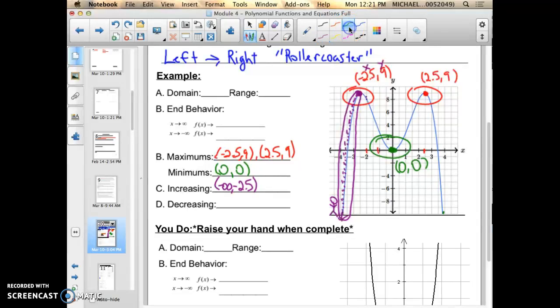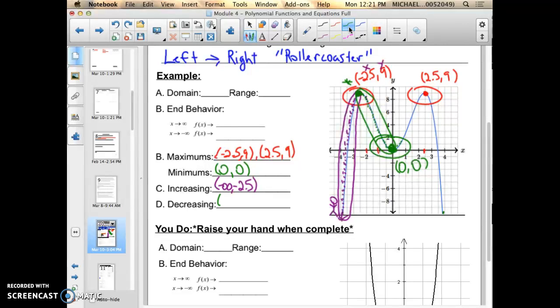So I'll do this one in green. It turns from increasing. The first turning point right here is at my maximum. It's going to turn and start decreasing all the way to here. And then it's going to turn and increase again. So down here is my second stopping point, and it's decreasing from this section, or from that maximum to this minimum right there. And so again, I care about the x value.